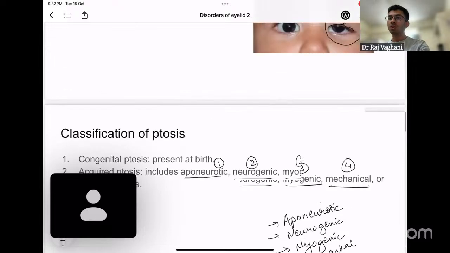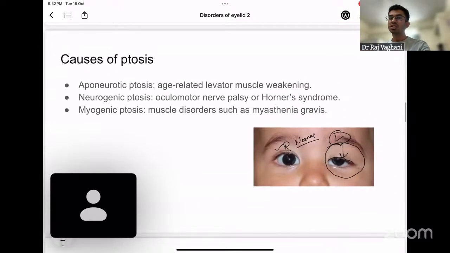Now coming towards the causes of ptosis. The most important is aponeurotic ptosis, which means age-related levator muscle weakening. As you age, as you move towards your 50s or 60s, all the body muscles start to become weak, and if your eyelid muscles are becoming weak, then you can have aponeurotic ptosis in the later stage of life. So that's this one type of acquired ptosis.